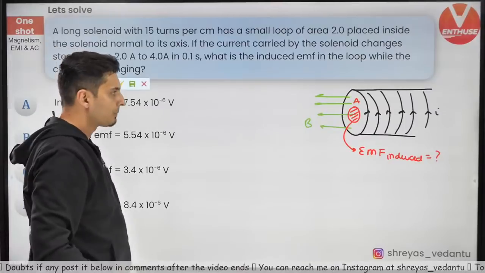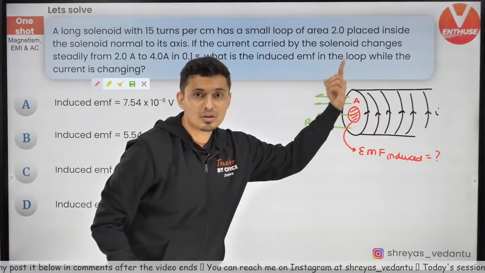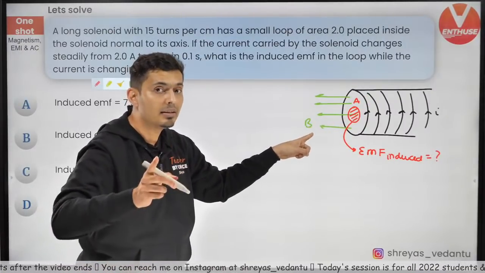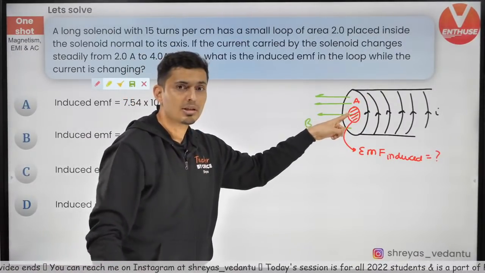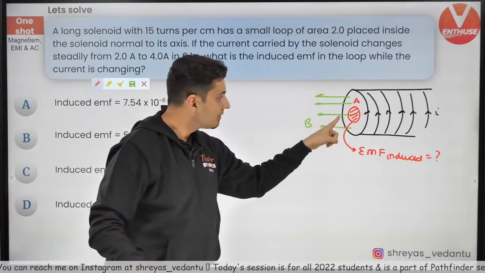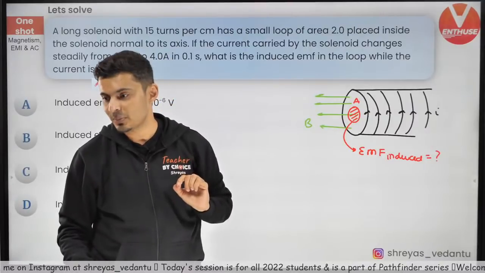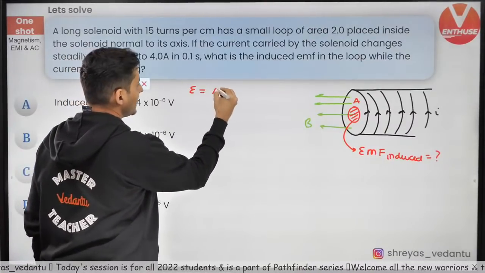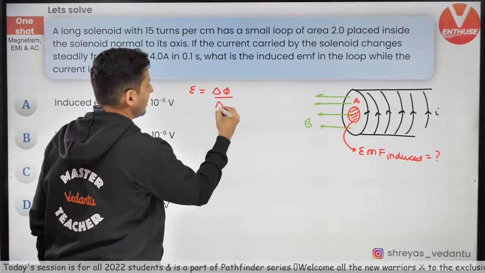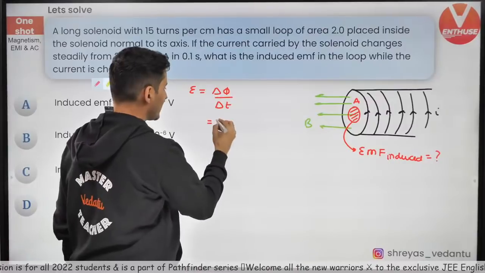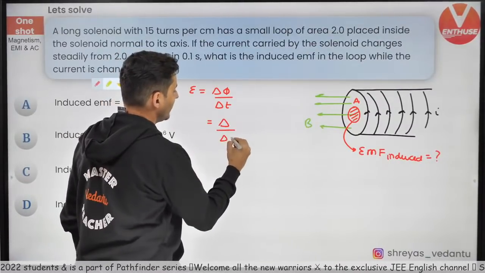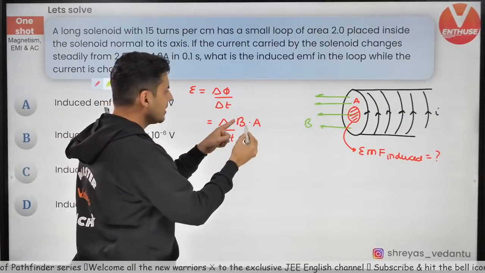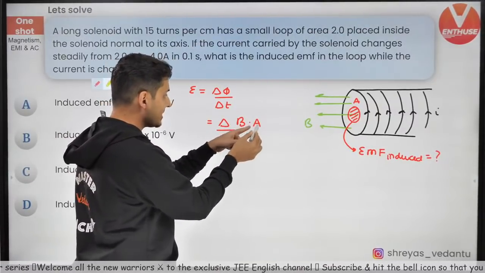Okay, I'll tell you what to do. If you change the current in the solenoid, what will change? Field will change. If you change the field, what will change? Flux will change. If you change flux, what will happen? Faraday's law, EMF will be induced. Correct. Let's see what happens then. So the EMF is change in flux divided by the time. Now the flux is nothing but field into area.